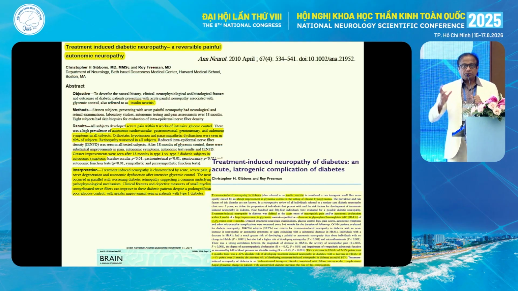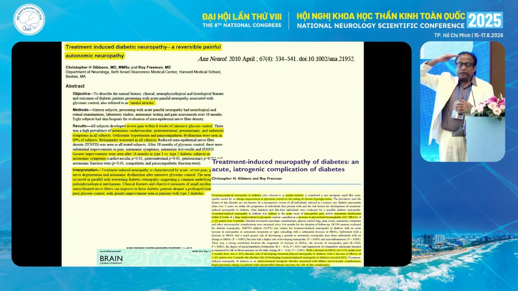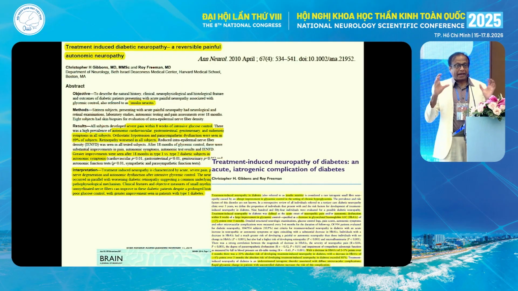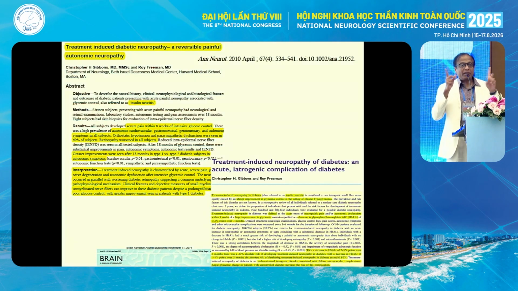What happens is, after a 2 to 3 month period of sudden improvement in glycemic control, it has to be very sudden. Remember, this man went from 12 to 7 in 3 months. Often associated with poor diet. They are not eating well. They are losing weight. When you put these two together, they develop 3 things: severe small fiber neuropathy, severe autonomic dysfunction, and severe maculopathy. And the maculopathy can make them blind.